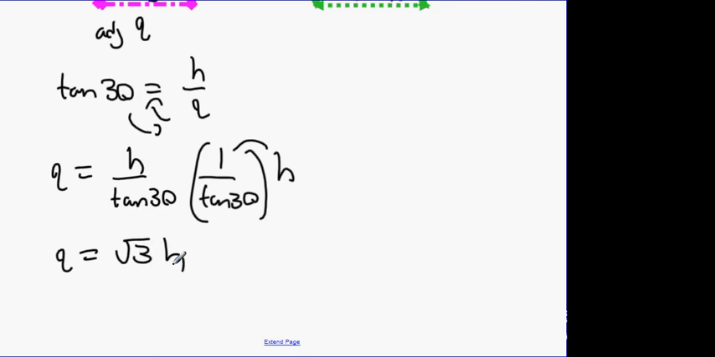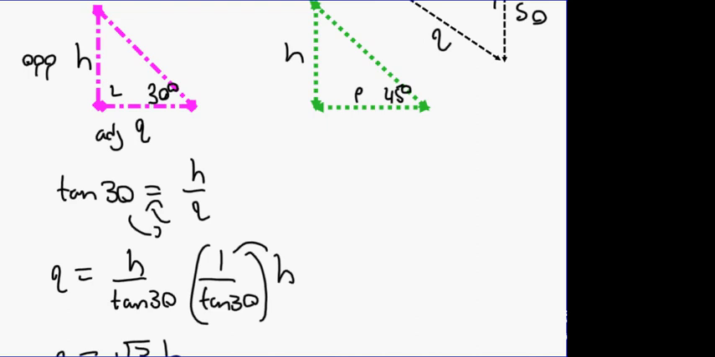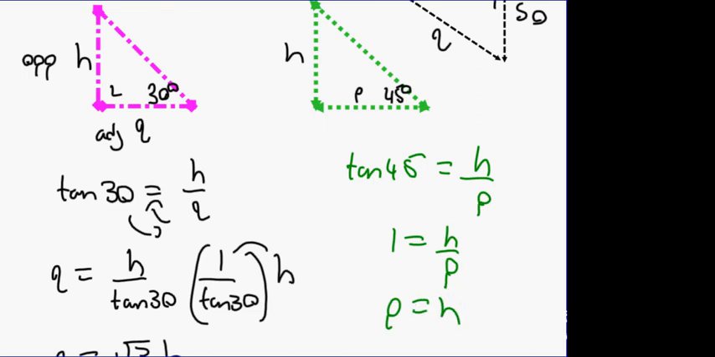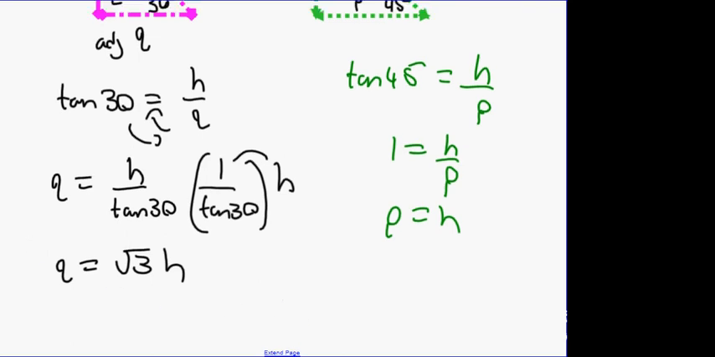Next one. Green triangle. Tan 45 equals H over P. Tan 45 is 1. 1 equals H over P. P therefore equals H. 5 marks go on each. Okay, next part after that. Just going to group this together and bring it down.